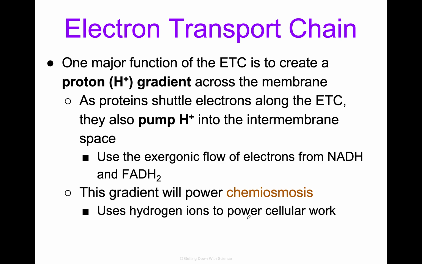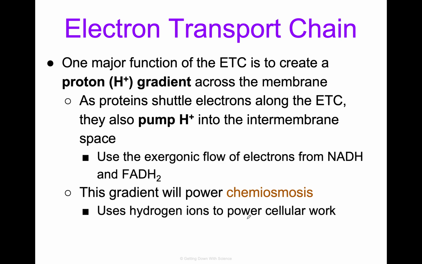As they shuttle electrons along the electron transport chain, they also pump hydrogen into the intermembrane space. They use this exergonic flow of electrons. Remember, exergonic flow is like releasing the energy. Ex means exit or out, sort of like exocytosis or exergonic, as we see here. That exergonic flow of electrons moves from NADH to FADH2. This gradient will power the process of chemiosmosis.